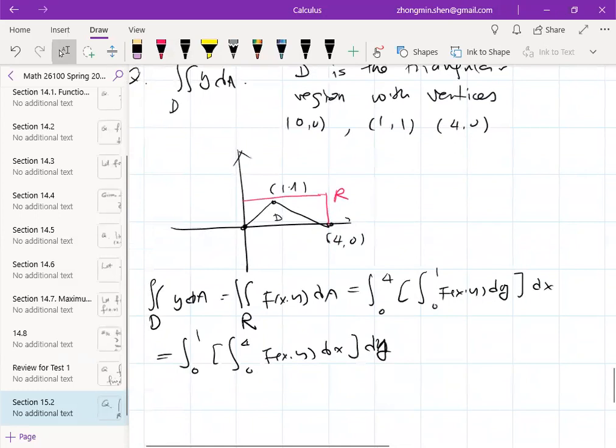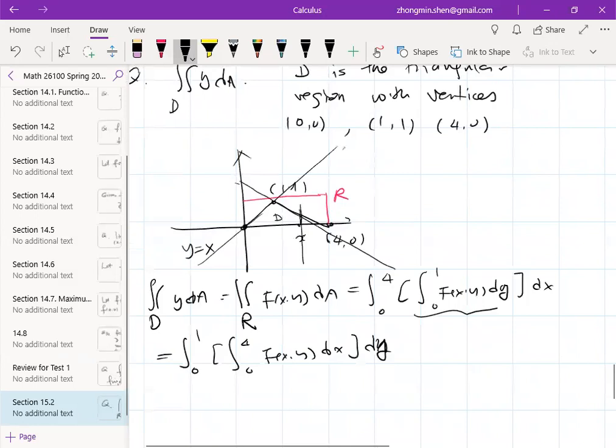For the first one, I have to replace capital Fx by y, right? So for the fixed x, I have to find the interval for the y variable. Then it depends on the height of that point. I need the two equations for these two lines. The first equation is easy to figure out: y equals x.